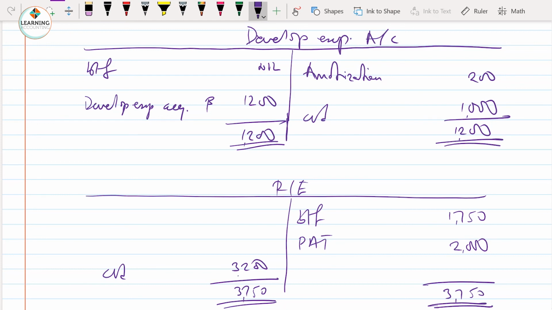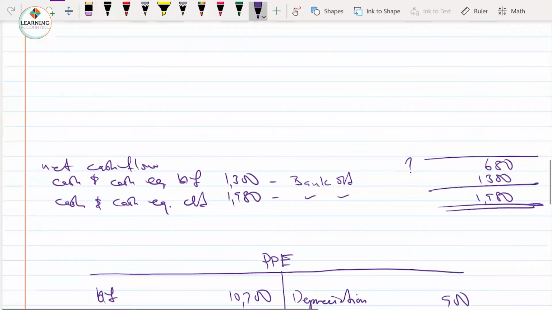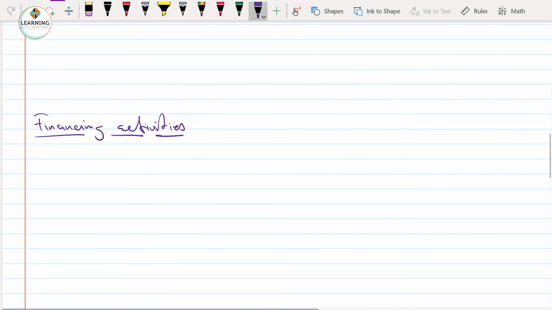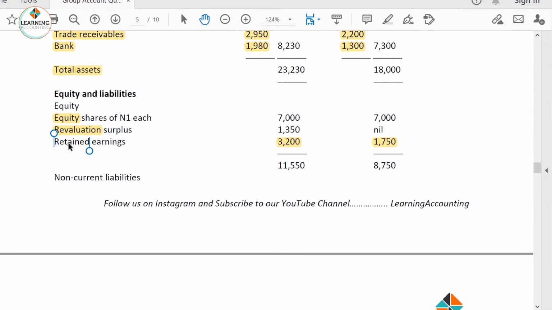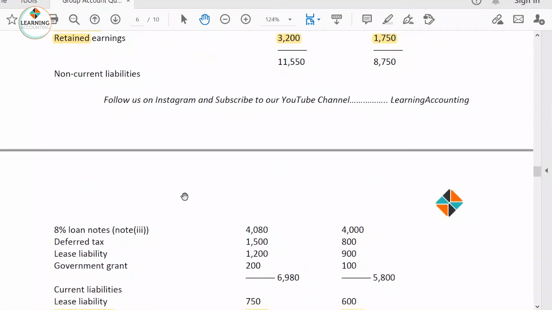Now the difference here is 550. Again, the balancing figure, which represents dividend paid. And dividend paid affects financing activities. So we have it here, dividend paid, 550, cash flow is going out. Okay, so we're done with the equity section. Now we are going to the non-current liability section.